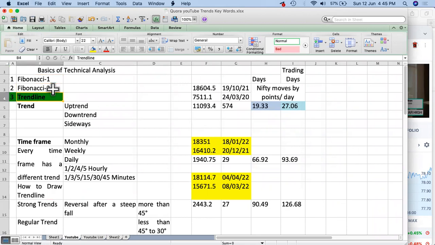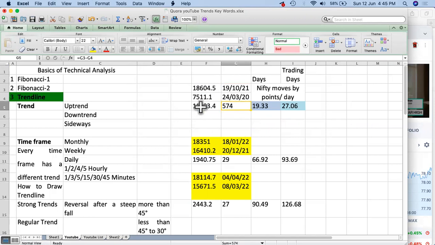In trend line, one of the most important things that we covered is, let's say, for example, our previous bull cycle, which started on 24th of March. The low over there was 7511, and the high of our bull cycle, which happened 6 months back, on 19th of October 2021, was 18604. If we consider the range overall for these two numbers, that comes to around 11,100 to be precise, right? And the number of days was 574.